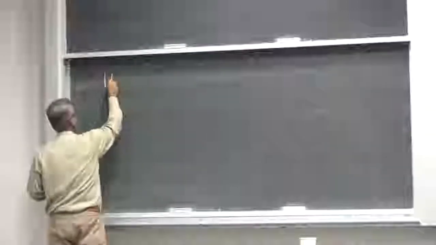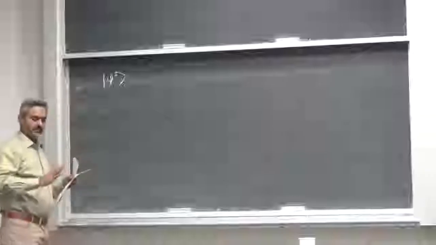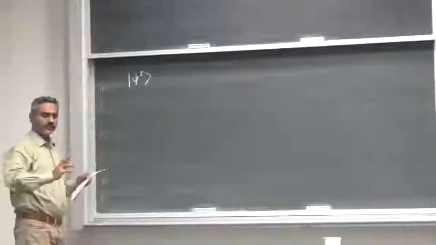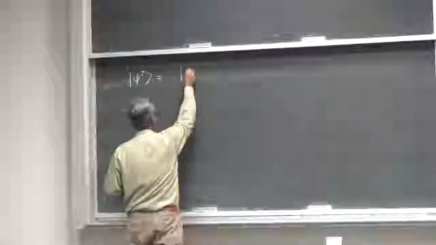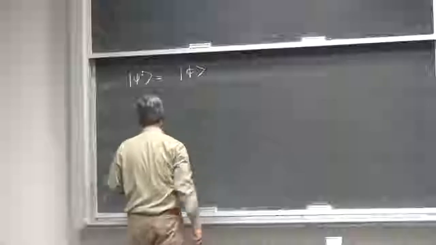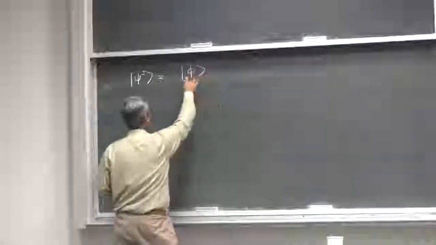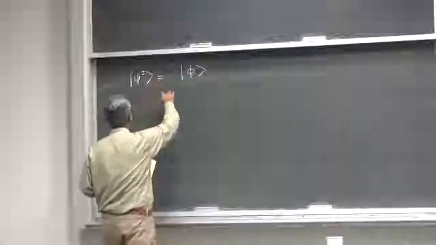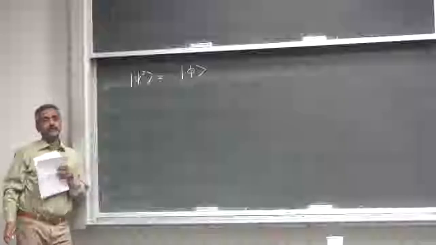So we have this thing, psi plus minus, right? And this is equal to phi plus something. So this is the incident wave, and this is the solution that we're after. This is the solution of the Hamiltonian.